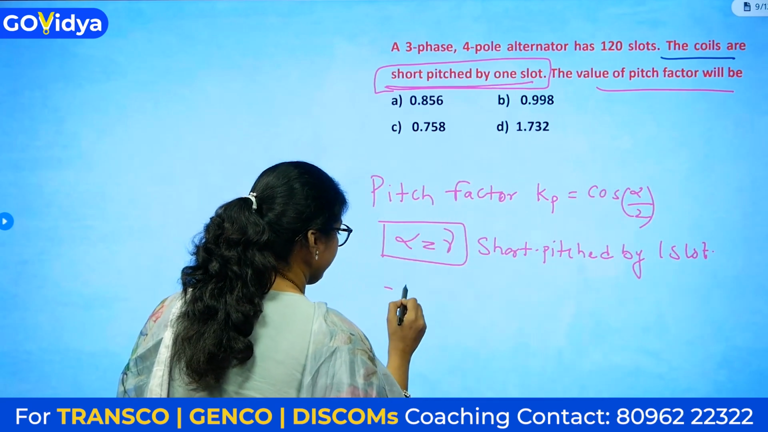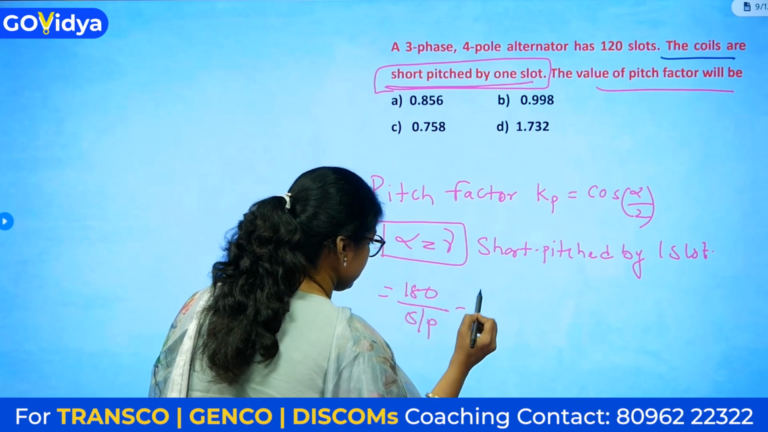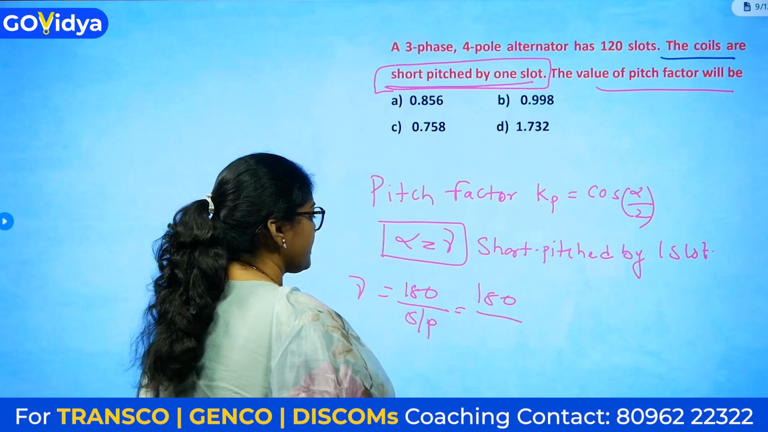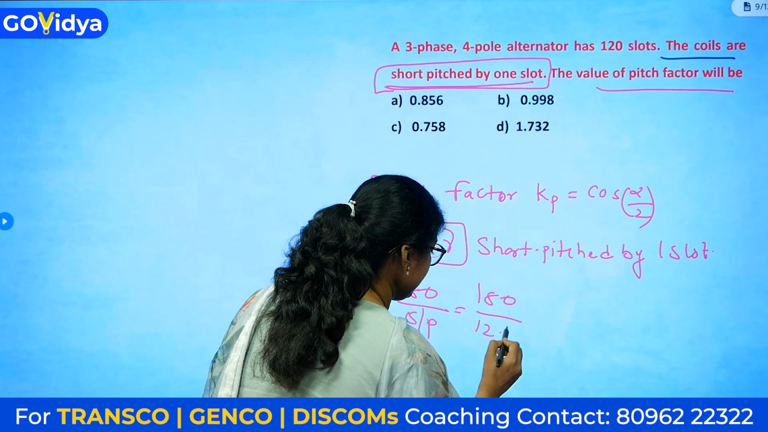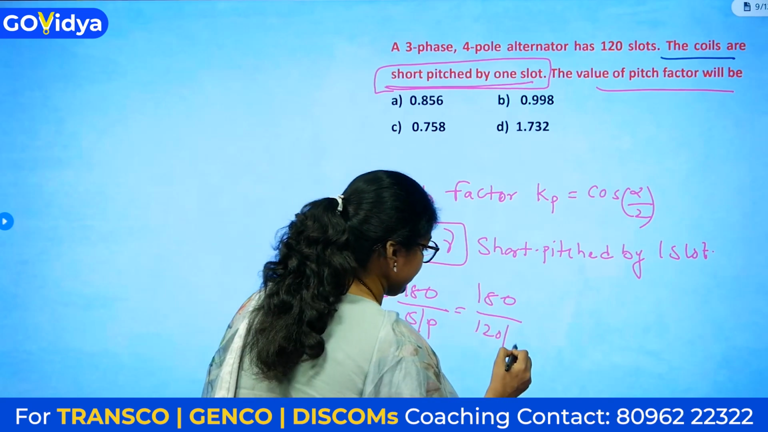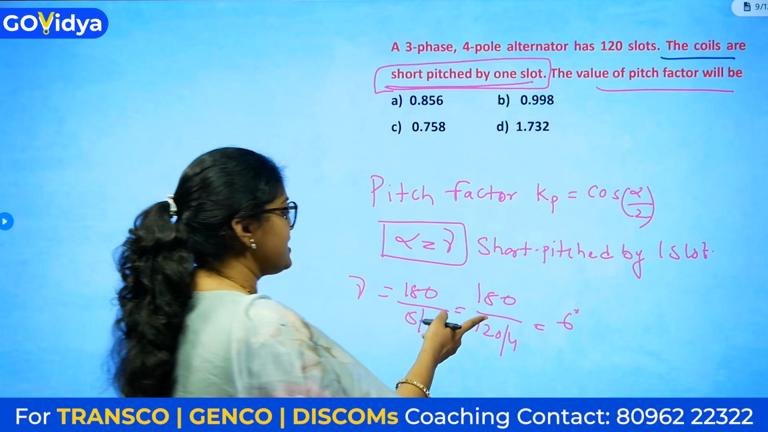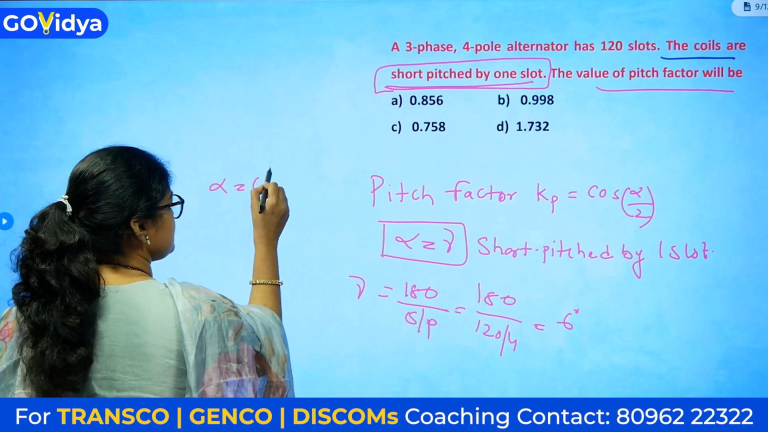So I can write 180 degrees by slots per pole. So 180 by, this is gamma. Slots are 120 slots by pole. How many poles? 4. 180 by 30 is 6 degrees. So gamma is equal to 6 degrees. So can I take alpha is equal to 6 degrees?